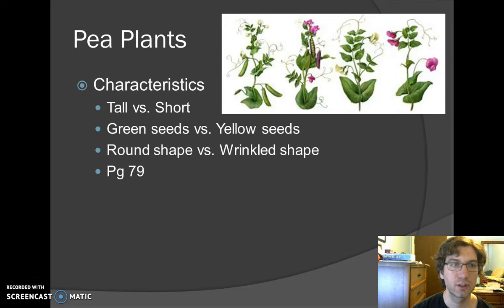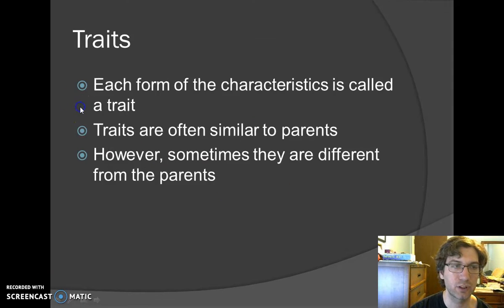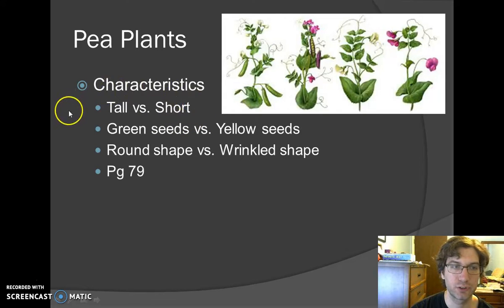Here are our pea plants. There's a whole list of different characteristics Mendel looked at. You can reference page 79 down here for them. But here's a couple of them. For our purposes, we're going to stick with this tall versus short trait. So you're going to see me drawing a lot of capital T's for tall and lowercase t's for short. But keep in mind, whatever we do with tall and short, it's also going to be done with the other ones. We just use different letters for different alleles, and we'll get to that. But yes, he's going to cross pea plants.